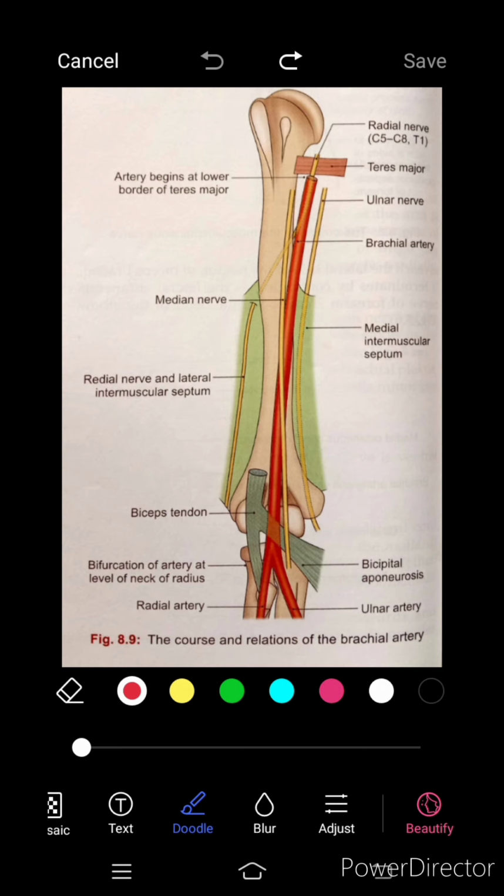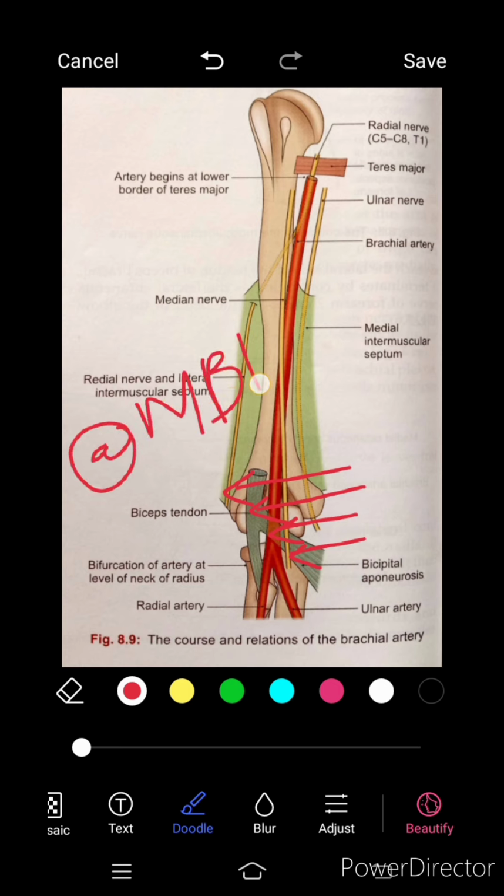At the elbow, the structures from medial to lateral side are given as median nerve, brachial artery, biceps brachii tendon, and radial nerve. We can remember this by using a mnemonic such as M, B, B, R.